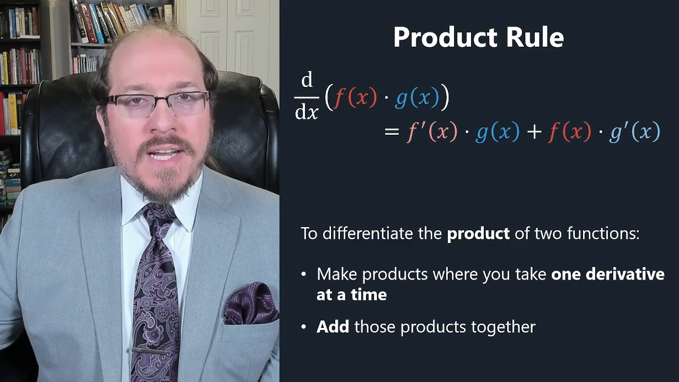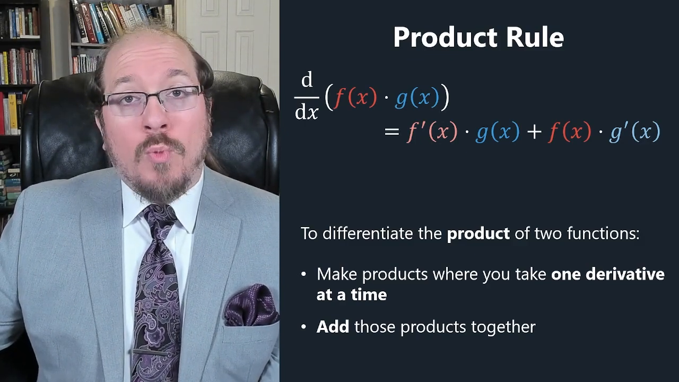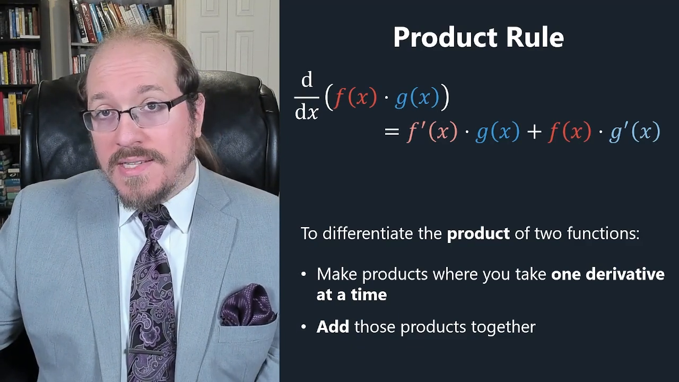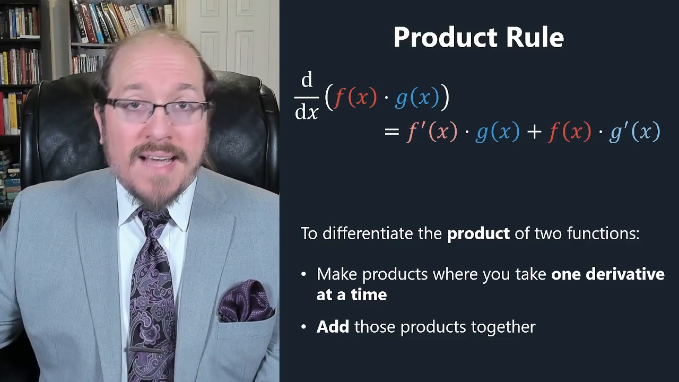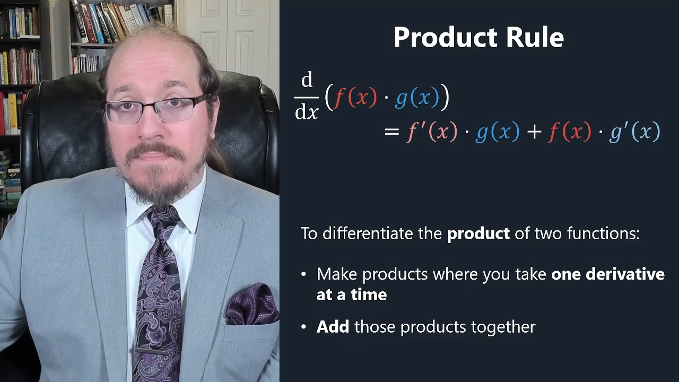If we want to differentiate a product of two functions, we look at all products we can make when we do one derivative at a time, and then we add all of those products together. So the derivative of f times g is f prime times g plus f times g prime.